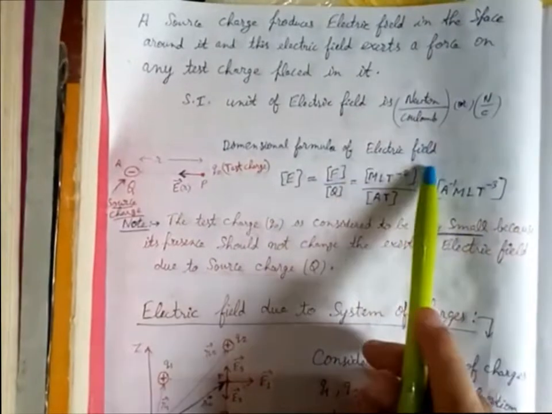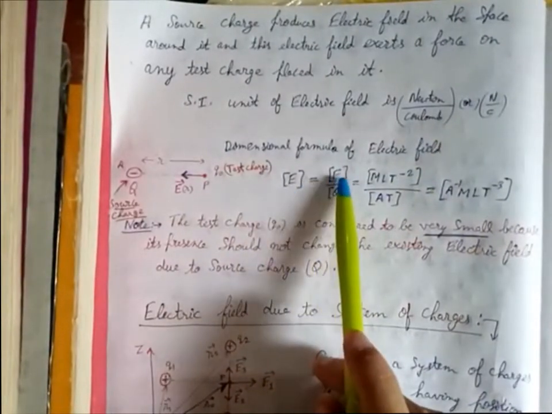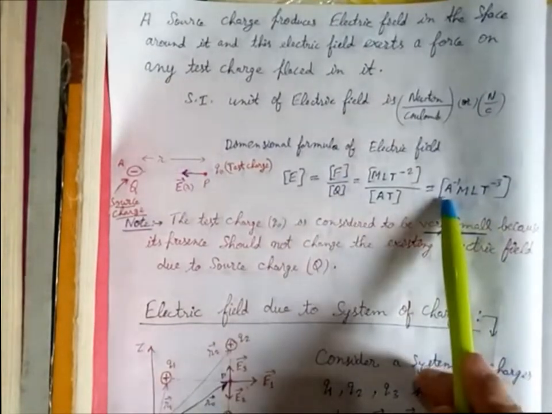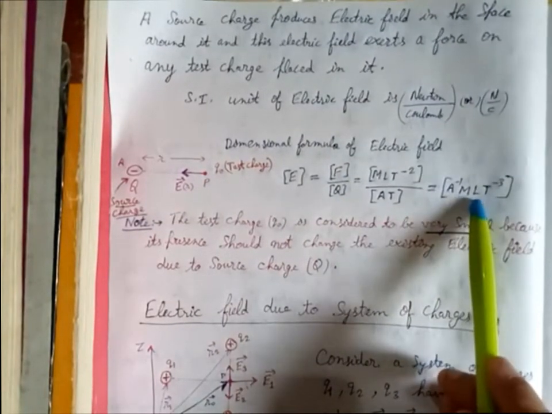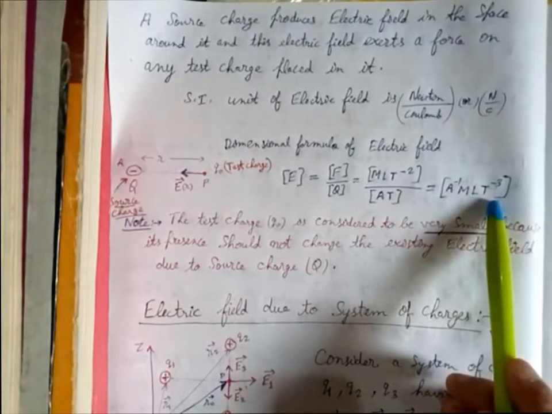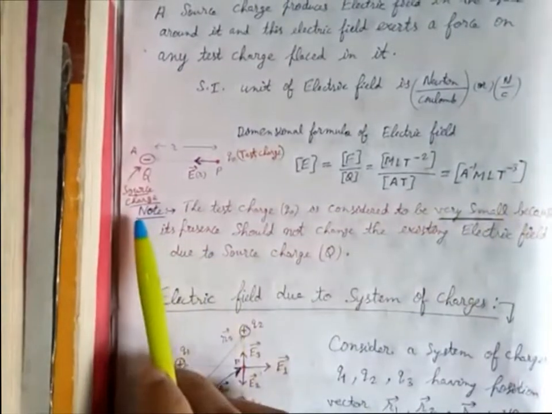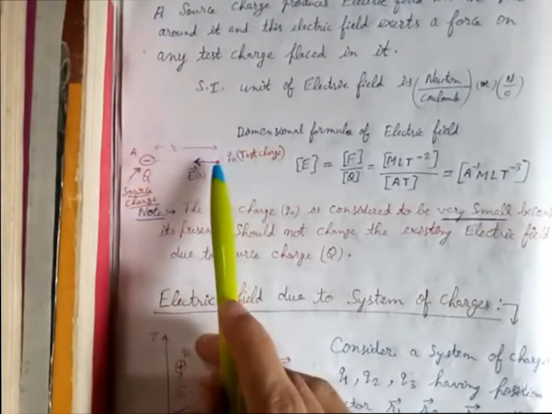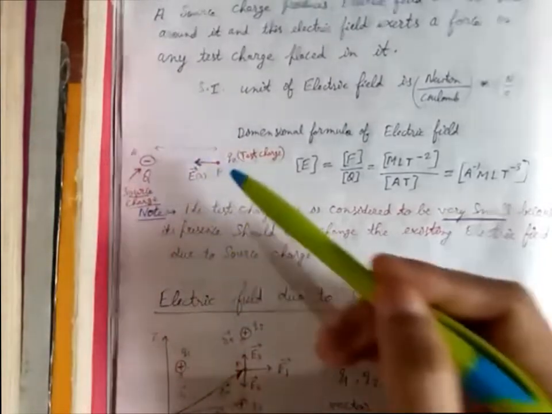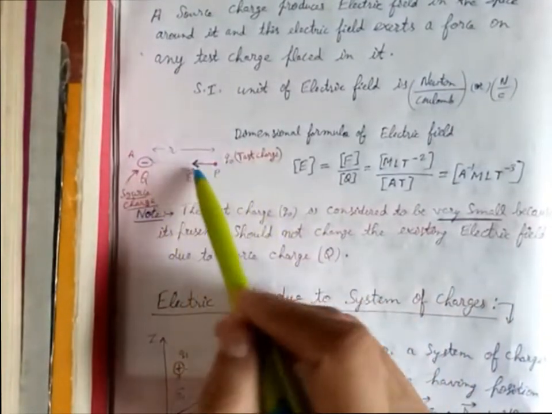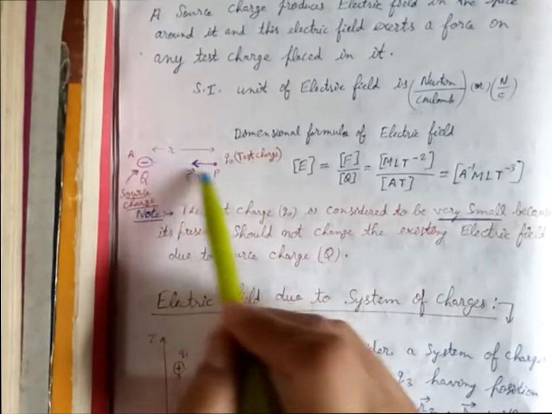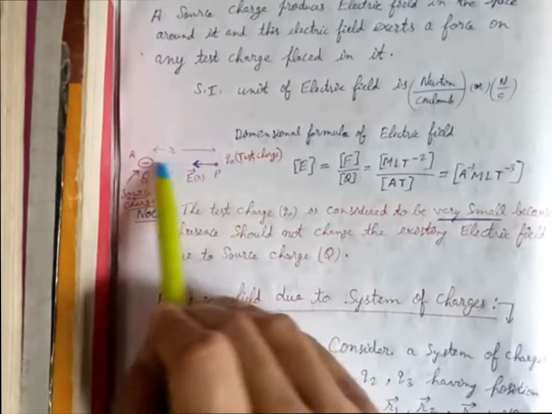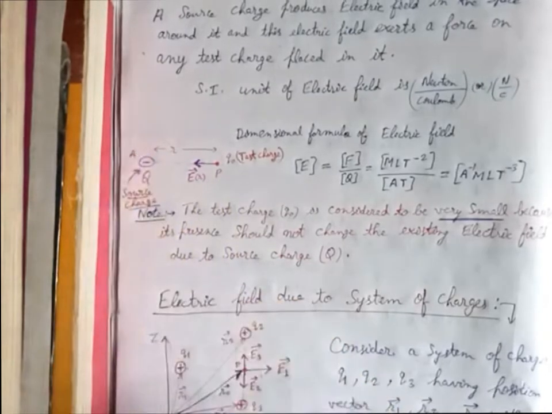The dimensional formula of electric field will be the dimensional formula of F upon the dimensional formula of Q. So it will be A power minus 1, M power 1, L power 1, T power minus 3. Okay, when there is a negative source charge, then the electric field direction will be towards that charge, along the line joining towards that charge at the point P. This will be the direction of the electric field when the charge is negative.